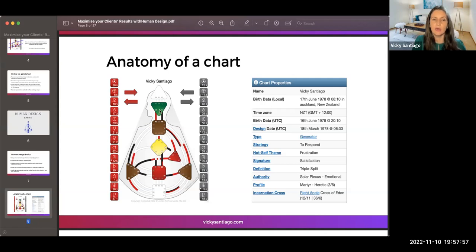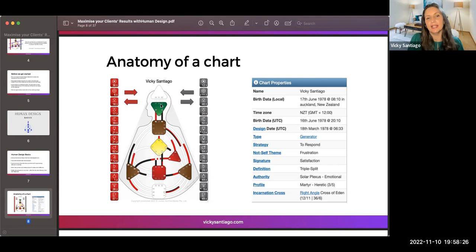These numbers are called gates, and these specifically relate to the hexagrams of the I Ching. So when I said that the I Ching and numerology and Enneagram and everything had a baby, I'm talking literally. Okay, so these are gates. And then the lines between them, when they're colored in, are called channels. So that's some of the lingo there.